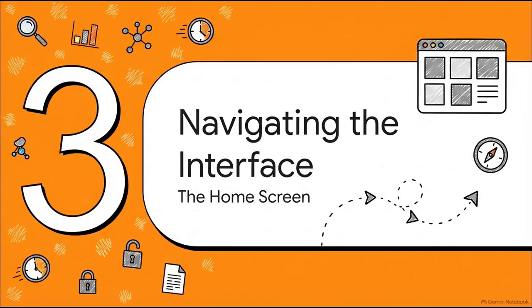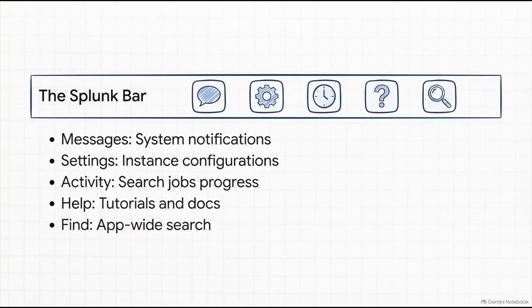All right, Part 3, Navigating the Interface. Let's take a quick tour of the default home screen. Right at the very top of your interface, you're going to find the Splunk bar. I'll quickly fire off the options here because this is essentially your main command center. You have messages for crucial system-level notifications. Settings is where you configure your specific Splunk instance. Activity lets you keep tabs on the progress of any heavy search jobs you've got running in the background. Help is a fantastic hub for tutorials and docs, and Find is your app-wide search. The Splunk bar is also where you can easily swap between different apps you might have installed.